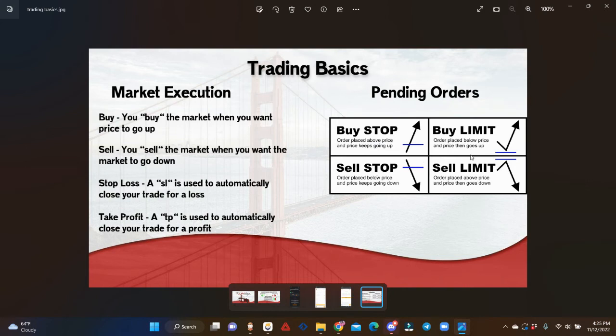Now, the next type of pending order you have is a buy limit or a sell limit. What is a buy limit? An order placed below price. You want price to hit that point and then you want it to go up. So an example would be, these shoes are currently worth $200. I'm not going to buy these shoes until they're worth 150. Once they're worth 150, I'm going to buy them because I know that eventually they're going to be worth 500. All right, that's pretty much how a buy limit works.